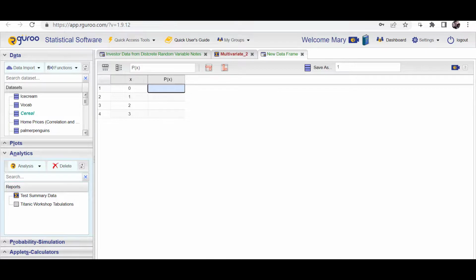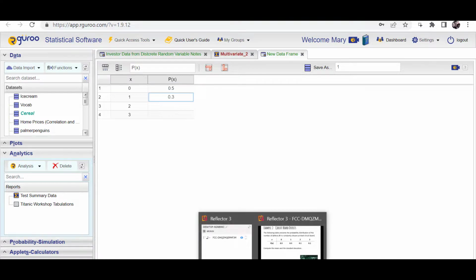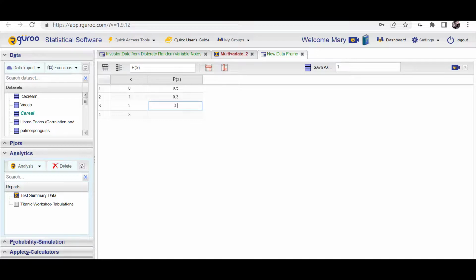And P of X I have 0.5, 0.3, 0.1, and 0.1. And then just, if you're adding these together, 5, 6, 7, 8, 9, 10, this does add up to be 1. I'm going to save this as circuit board defects.